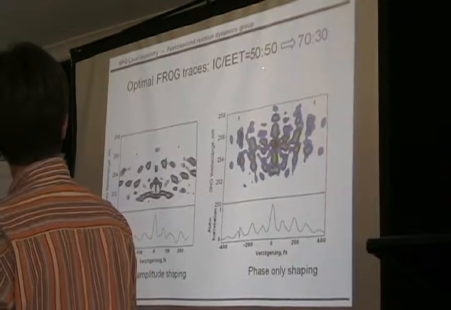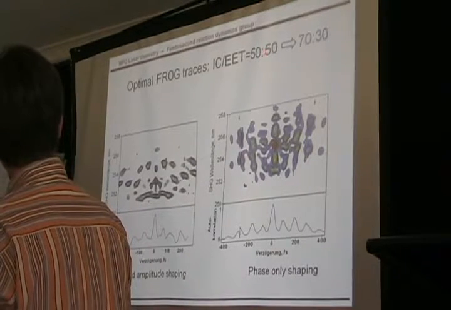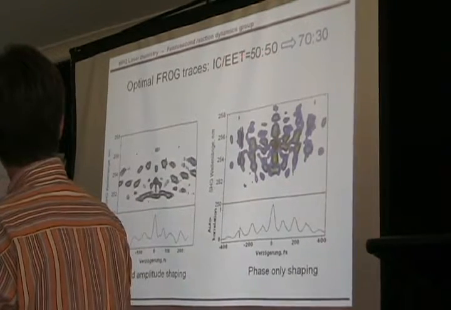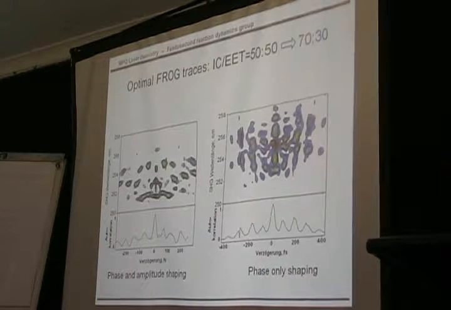So you go from this 50 to 50 splitting of internal conversion and excitation energy transfer to 70 to 30. So we enhance the energy? No, we tried that and we couldn't do it. There are some reasons why this might be so. I'll come back to that.